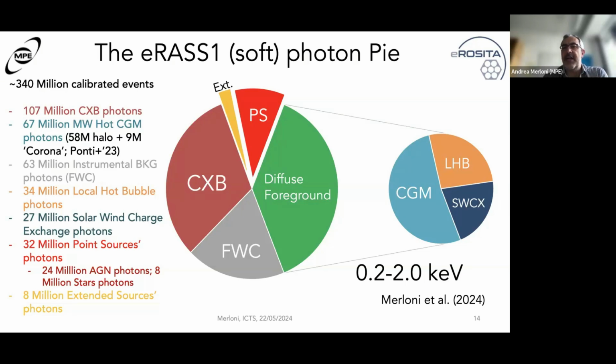So this is the genuine particle background due to interaction of cosmic rays and solar wind with our instrument. So this is really the unwanted part of the measurements. And the individual sources, point and extended, are these red and yellow wedges. Only about 10% of all the photons cannot be attributed to individual sources.